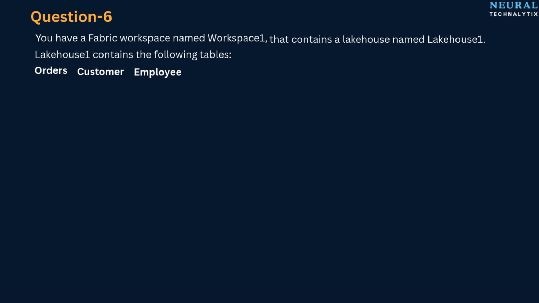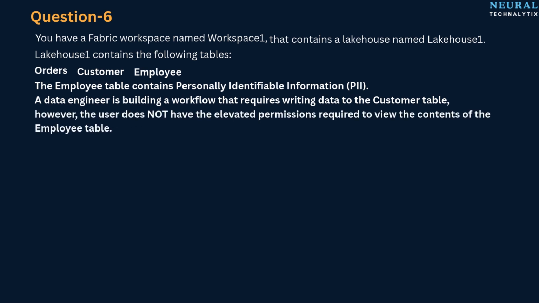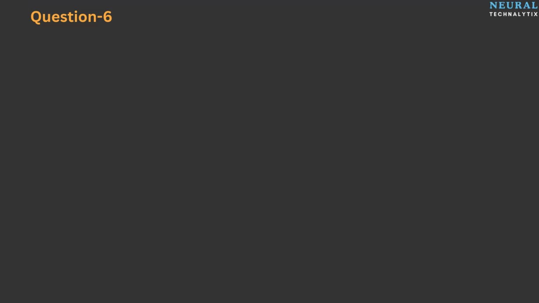Now here's the important part. The employee table contains personally identifiable information, PII data. A data engineer is building a workflow that requires writing data to the customer table. However, the user does not have the elevated permissions required to view the contents of the employee table. So the requirement is clear. You must ensure that the data engineer can write data to the customer table without being able to read data from the employee table. Now pause here.